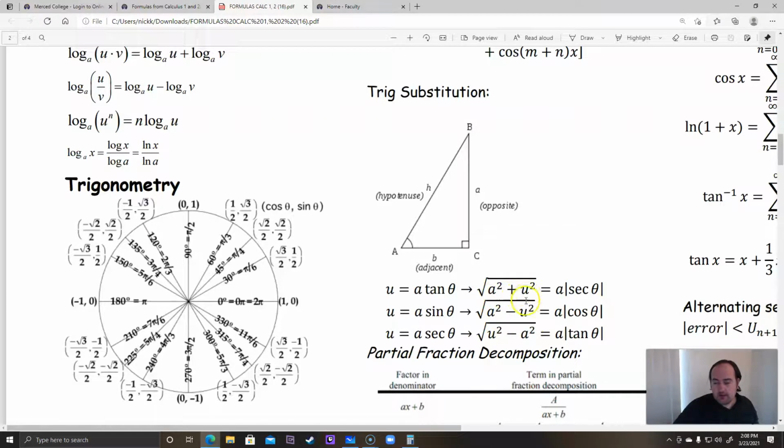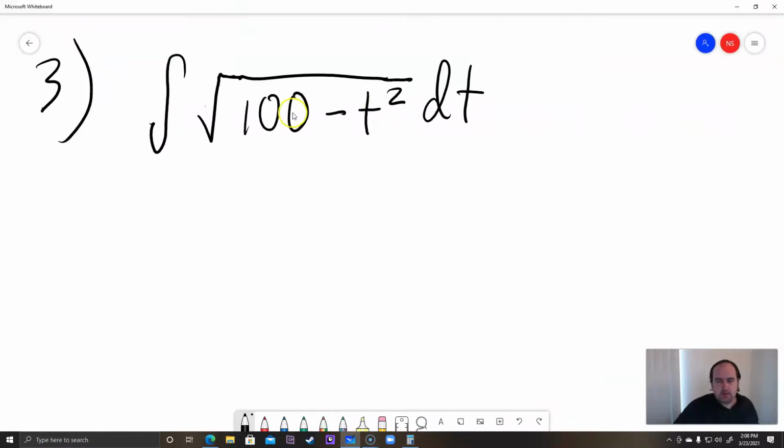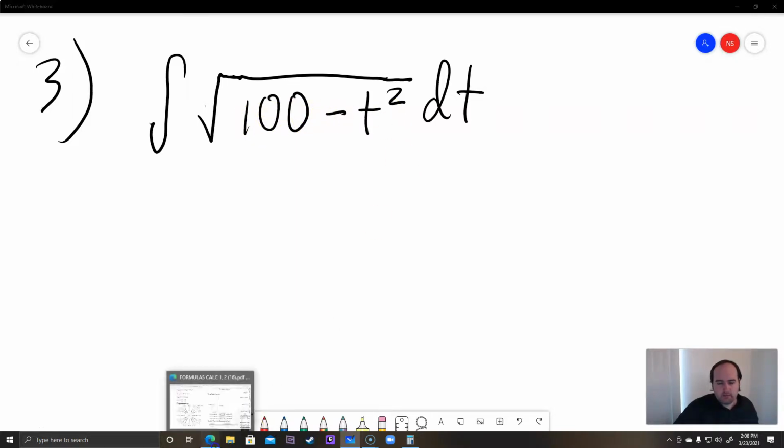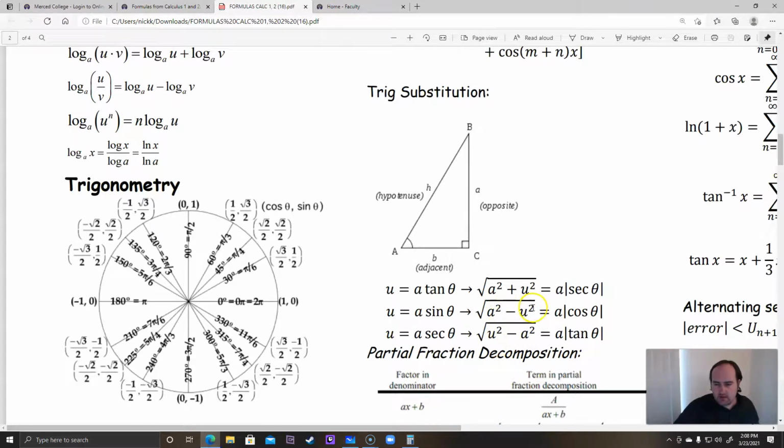Well, here once again, instead of u, our variable is actually going to be t this time. So it's in the form square root of a squared minus u squared. So square root of a squared minus u squared is going to be this first trig substitution. Okay, so this is the one we're looking at. So first we need to just rewrite the thing in this form.